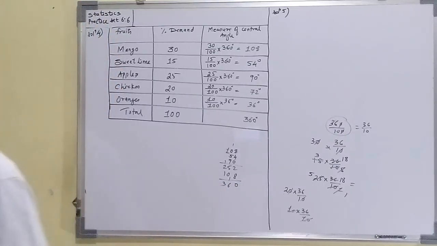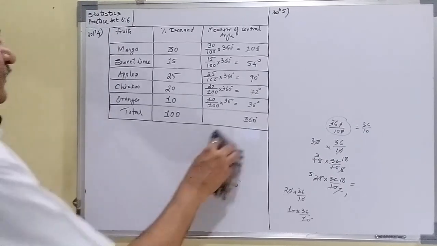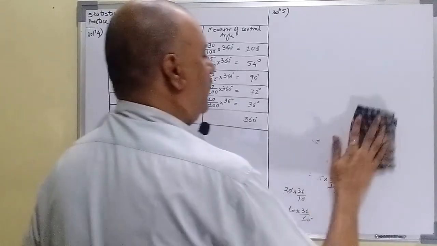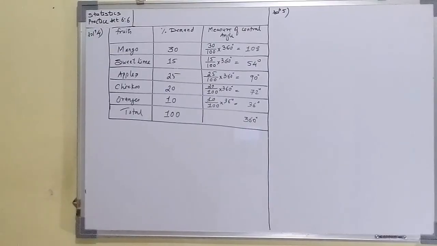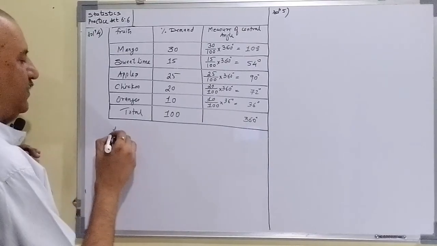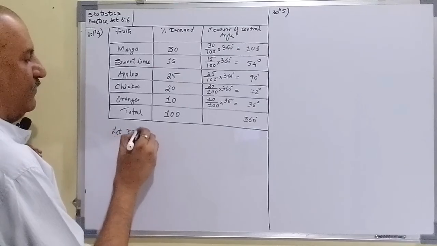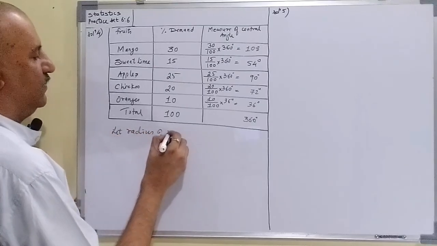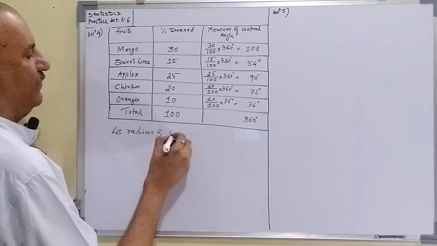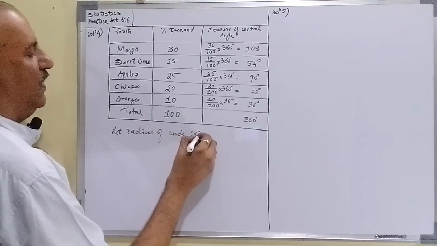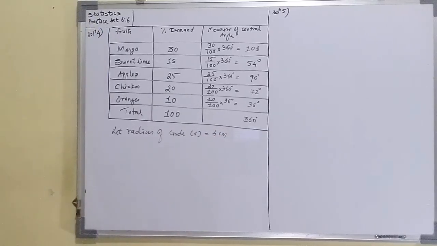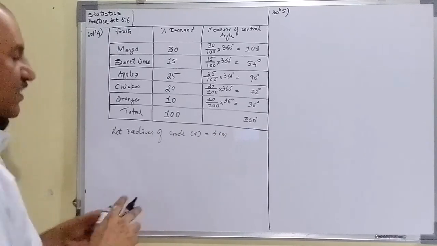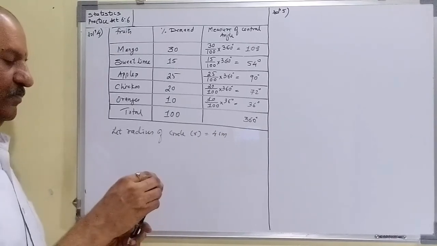Now we draw pie diagram. अब पाई डायग्राम ड्रॉ करते हैं. Let radius of circle r equal to 4 centimeter. हमने रेडियस 4 सेंटीमीटर ले लिया. अब ड्रॉ करो इसको.